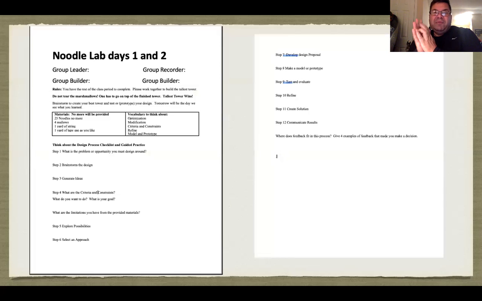Here are the data sheets that we record with. We've got the group leader, group builder. They have to put their names on there for what they did. It's got rules, simple rules. Here's what you need to do. Do not tear the marshmallows. It's got a material list, right? So they should count up. It says 25 on here. It's really 26. They should count their list of materials.